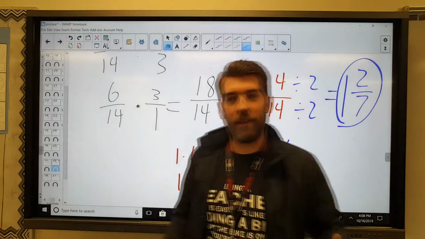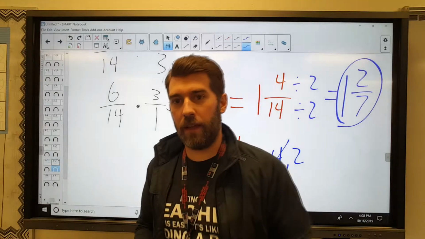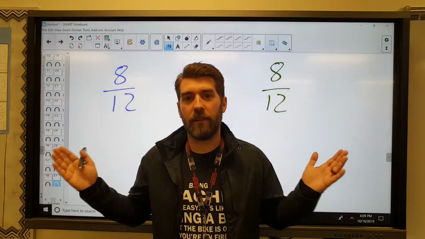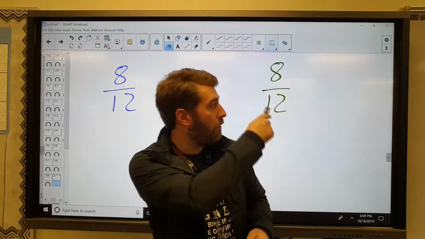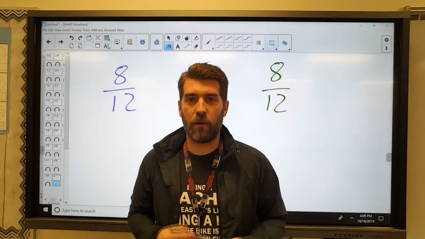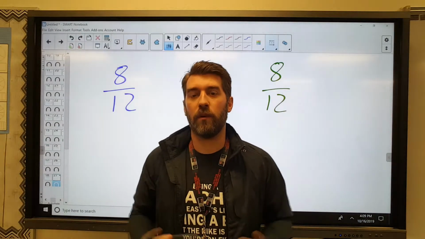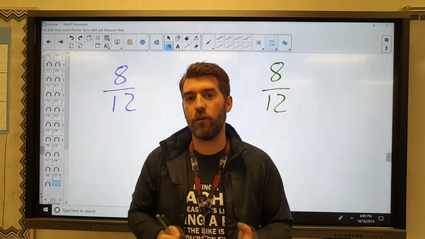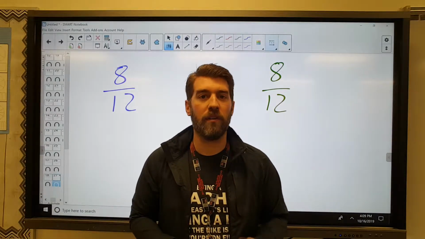Let's talk about one last thing when it comes to reducing, and then we're going to wrap it up. Okay, one last thing. As you can see, I've written down the same fraction. I've got 8 over 12 on both sides of me. People have asked me before, how come we start with the largest factor when we're reducing? For example, in that last problem, we had the factors of 2 and 4. Why did we start with the 4 instead of the 2?